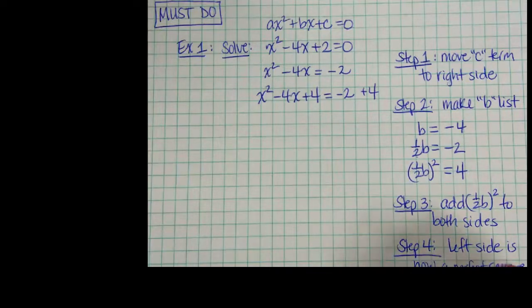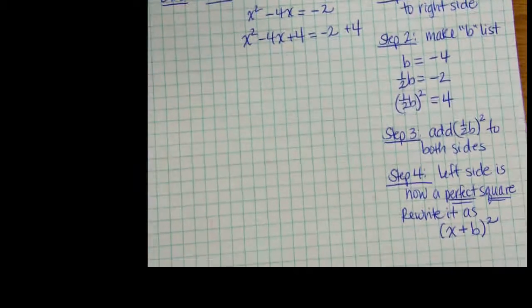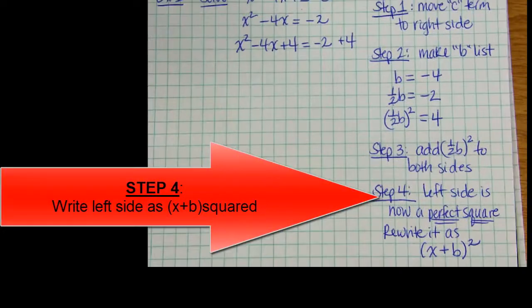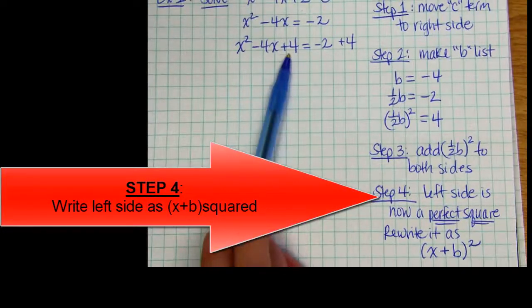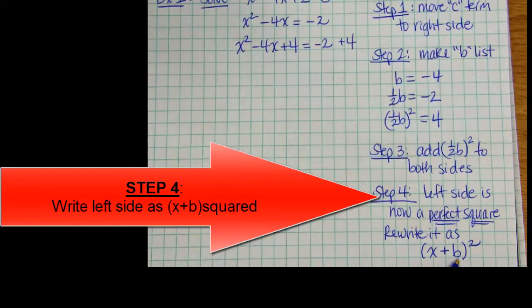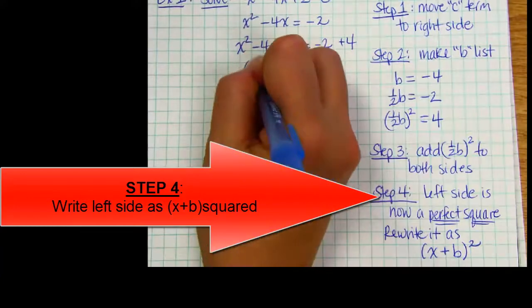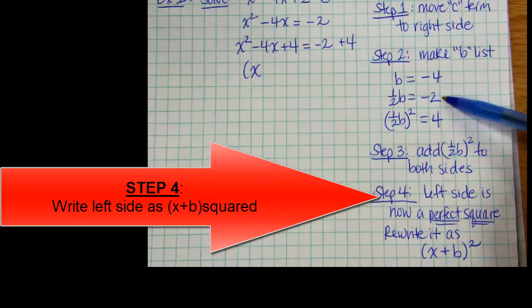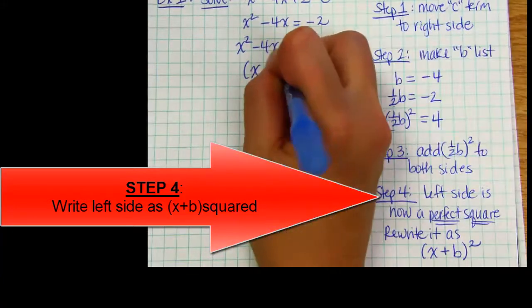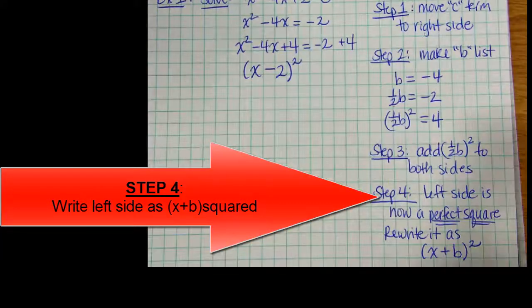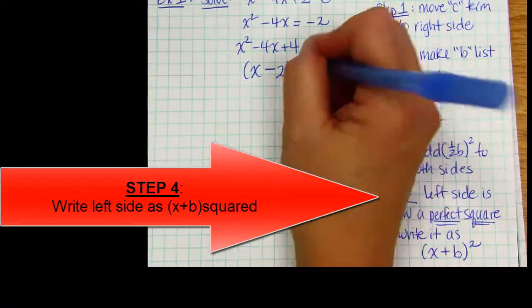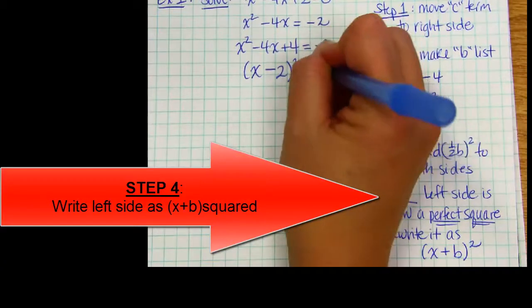So you're going to rewrite it as x plus your b term all squared. Now that your left side is a perfect square, you're going to rewrite it as x plus your b term all squared. So here I have x, my b term is negative 2, so plus a negative is minus 2 all squared. And while you're at it, you simplify the right side. Negative 2 plus 4 is 2.